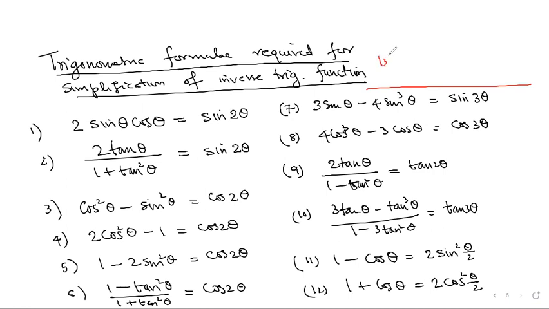13th, 1 minus sin 2 theta equals cos theta minus sin theta the whole square. 14th, 1 plus sin 2 theta equals cos theta plus sin theta the whole square. Without knowing this many formula, this chapter cannot be done. You have to recognize from reverse way.